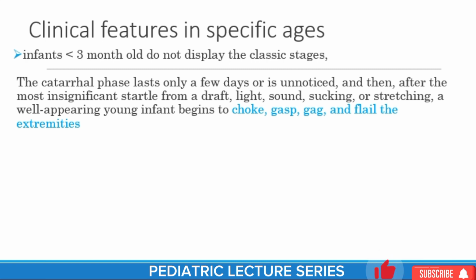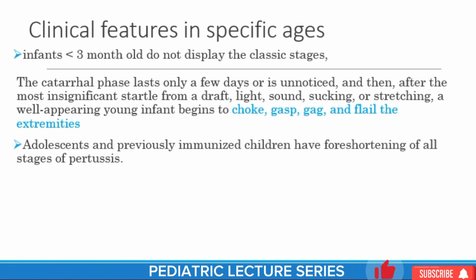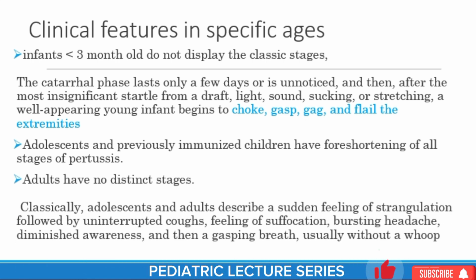They are choking. Then in adolescents and previously immunized children, there is shortening of all the stages of pertussis. And in adults, there are also no distinct stages. Classically, adults describe a sudden feeling of strangulation followed by an interrupted cough, a feeling of suffocation, bursting headache, diminished awareness, and then gasping breath. They are gasping for breath, usually without a whoop.